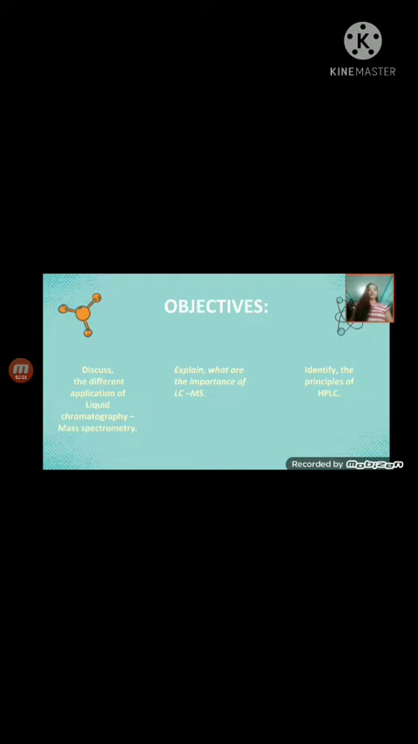So here are the objectives for today. First is to discuss the difference of application of liquid chromatography and mass spectrometry. Second is to explain the importance of liquid chromatography and mass spectrometry, or the different components. Then lastly is to identify the principles of HPLC.